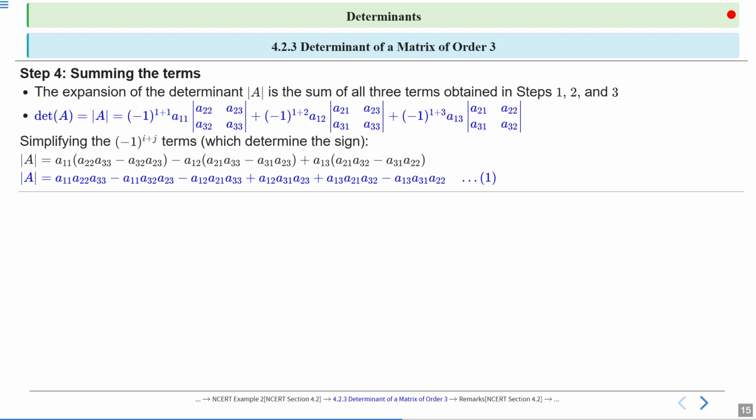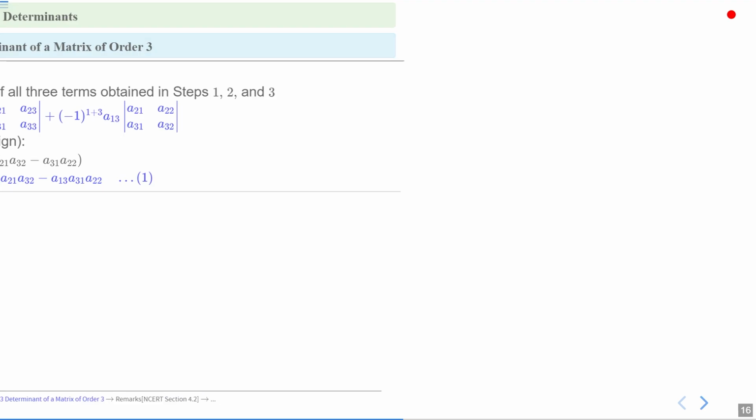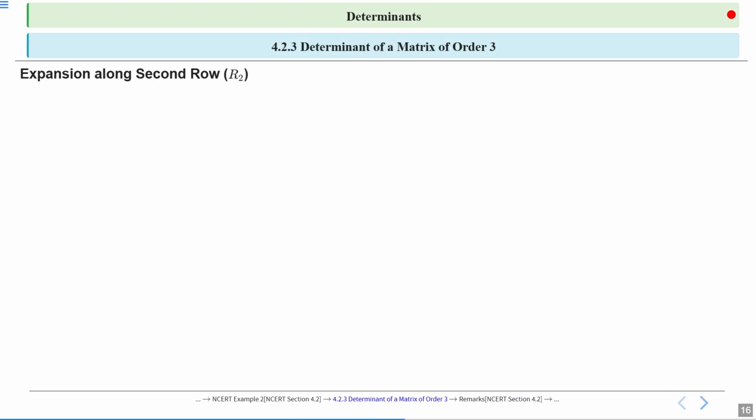So determinant A is equal to A11 into A22 into A33 minus, just expanding, A11 A32 into A23 minus A12 A21 A33 plus A12 A31 A23 plus A13 A21 A32 minus A13 A31 A22. That is the determinant of a 3 cross 3 matrix. Now expansion along the selected row R2. At first we expanded along row R1. Now we expand along the second row R2.